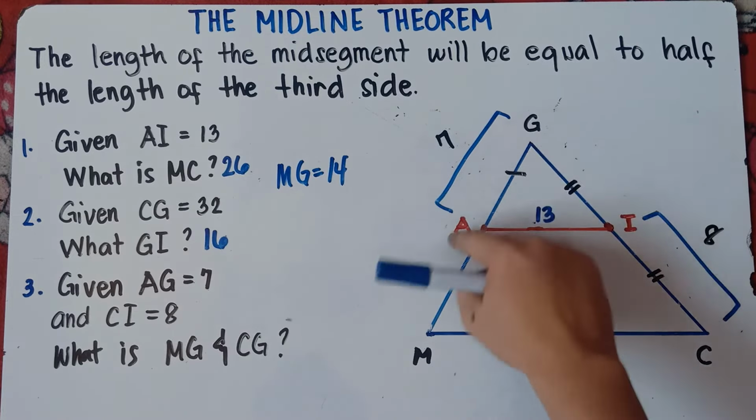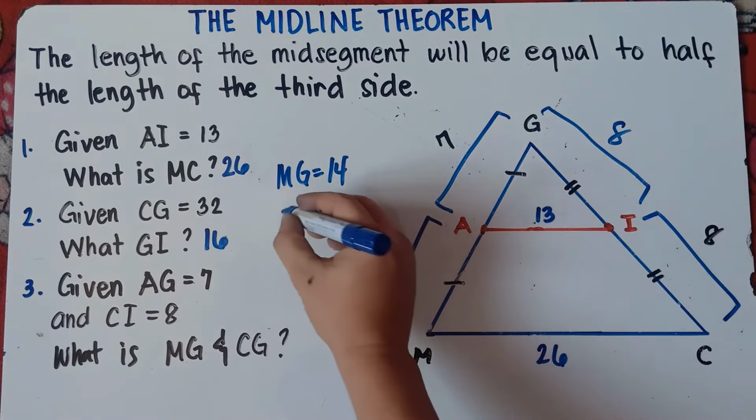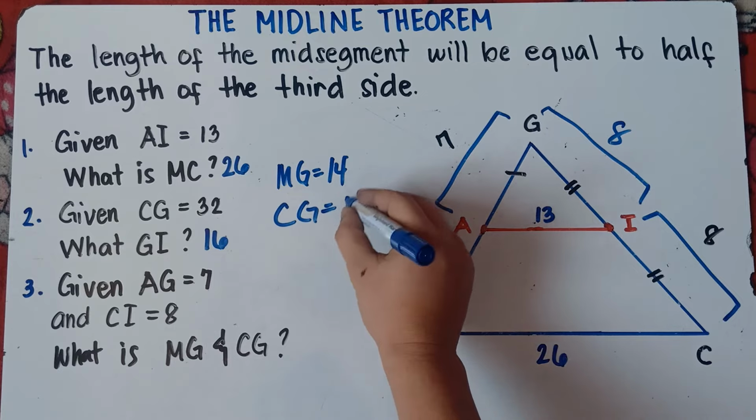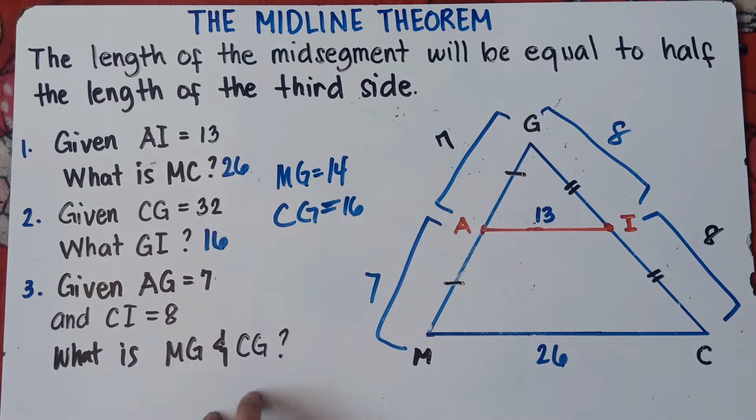And CG, class, what's the value of CG? If CI is 8, therefore GI is also 8. To get the value of CG, just add: 8 plus 8, CG will be 16. That's the question there, class, for number 3. I forgot to write the question. So easy, right, for numbers 1, 2, and 3.